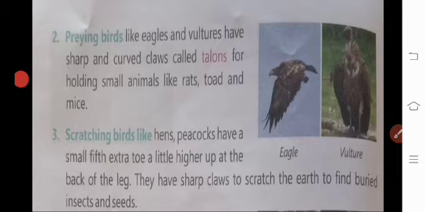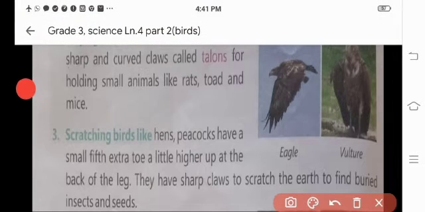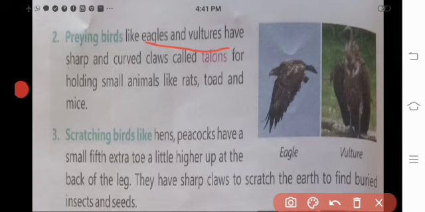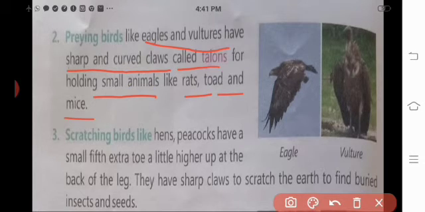Okay, next are the praying birds. Praying birds like eagles and vultures have sharp and curved claws called talons. What's the name? Talons. For holding small animals like rats, toads and mice. Because eagles and vultures want to eat food, they will hunt the rats, toads and mice. They will keep it in the claws very tightly. Okay. Those claws are very sharp and curved. That name is talons. Okay.